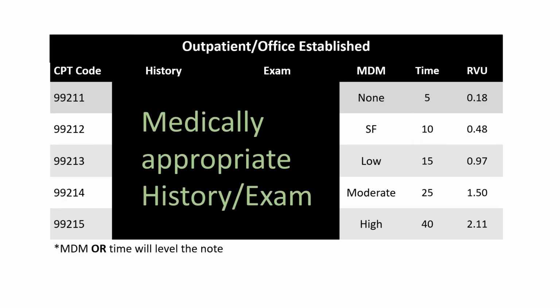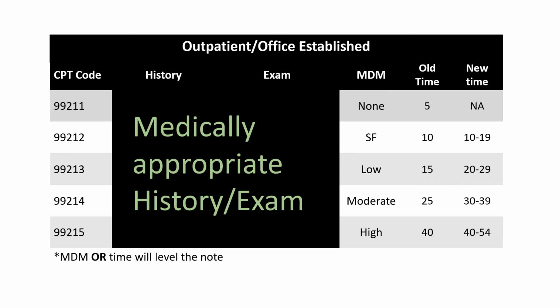Now let's take a look at the changes that were made for established patients. Again, an established patient is somebody that's been seen by somebody in your group or specialty in the past 3 years, so somebody in your group or yourself. Again, we got rid of history and exam, and it's down to medical decision making or time. So let's see how they changed time. Old times, for example 99214, which is a pretty common follow-up for me, went from 25 minutes to 30 to 39 minutes. And again, with all this coding, if I have moderate medical decision making but only spend 10 minutes with the patient, it's still a 99214 based on medical decision making.